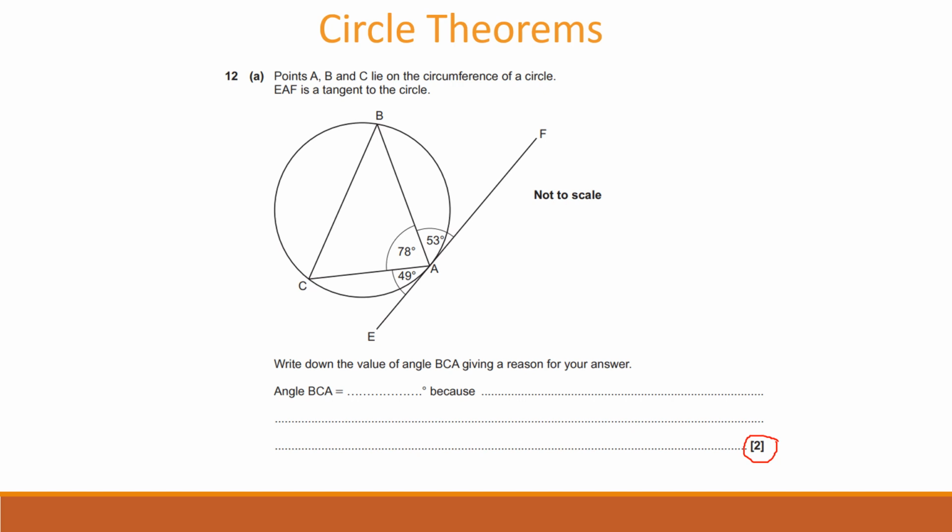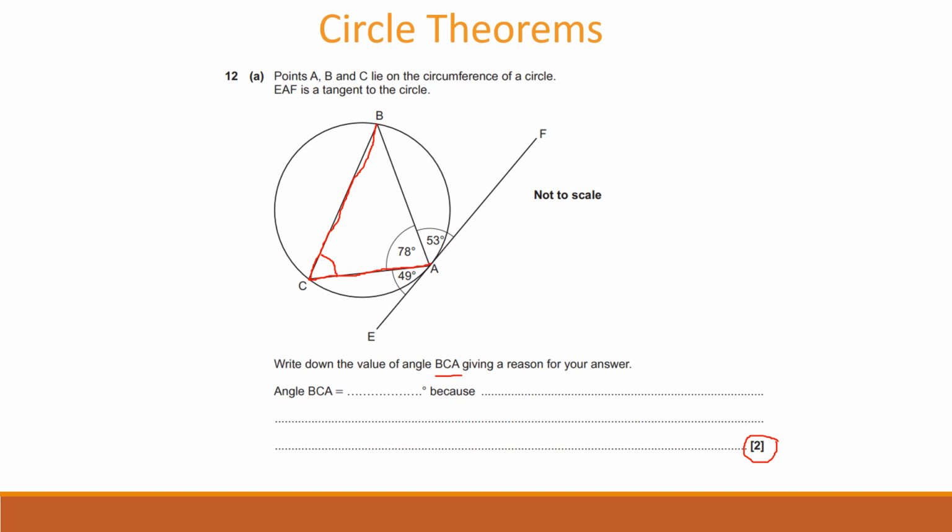Now the angle you've got to work out is angle BCA. So if you start at corner B, go to C, and then go across to A, then the angle you're looking for is this angle in between here at C.